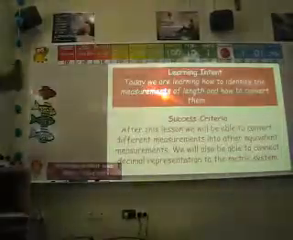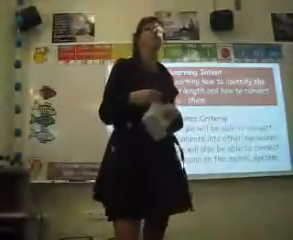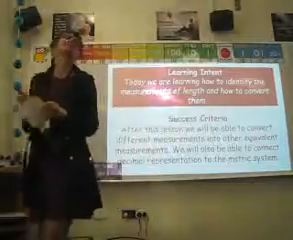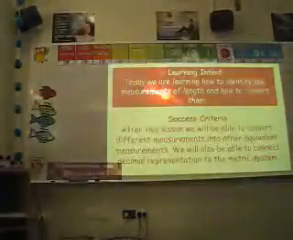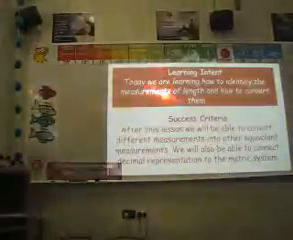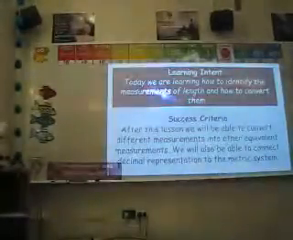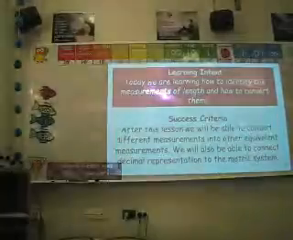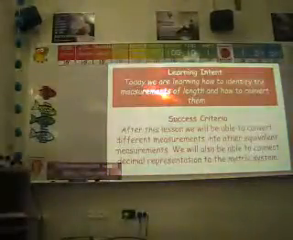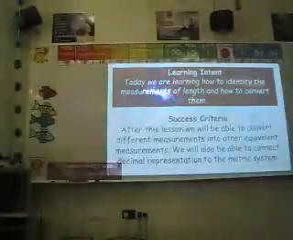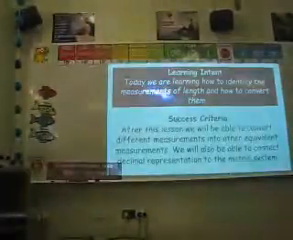Okay, measurement of length. So today we're starting a new unit on measurement of length. Our learning intention today. Ali, can you please read the learning intent for the day? Today we are learning how to identify the measurements of length and how to convert them. Okay, beautiful. Anyone got any ideas of what the measurements of length are? There's 4 of them that we use. Holly.